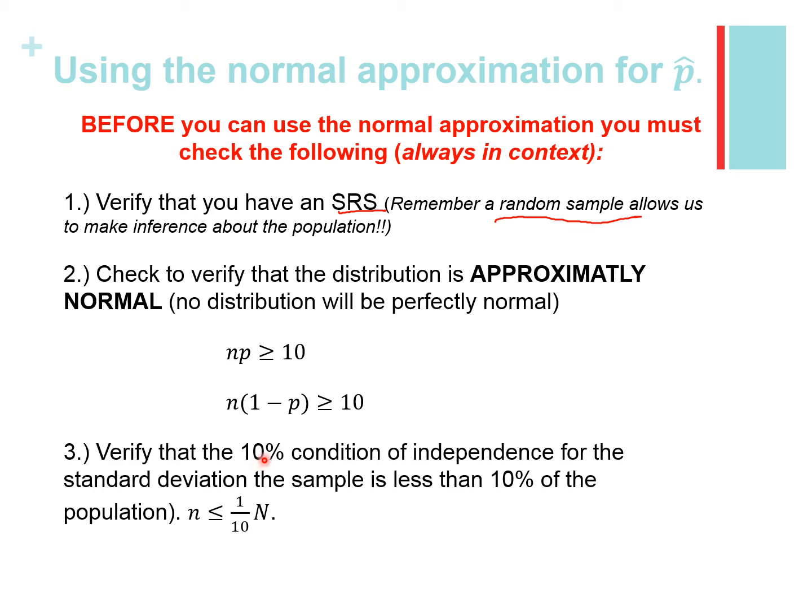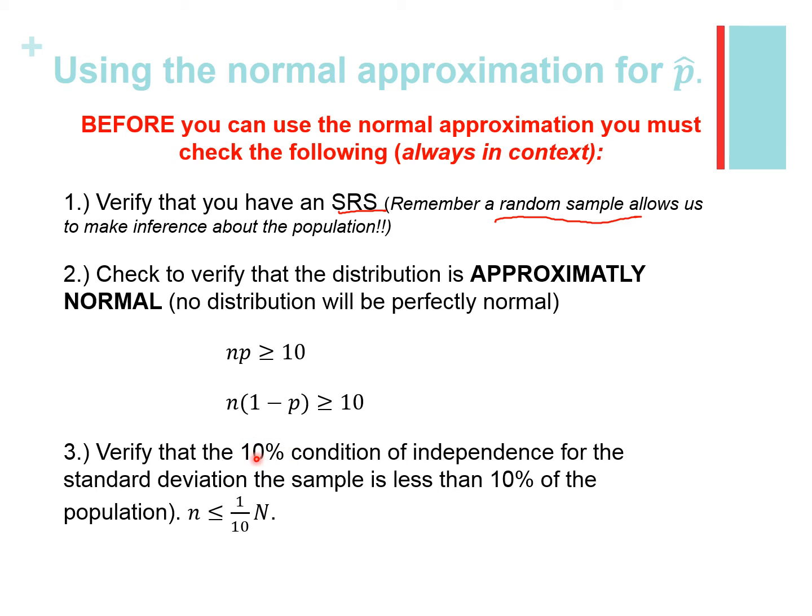Okay, you're going to verify the 10% condition of independence for the standard deviation, that the sample is less than 10% of the population. So you're going to say, okay, my sample size of 50 candies, what's 50 times 10? 500. There's probably more than 500 Reese's pieces out there.